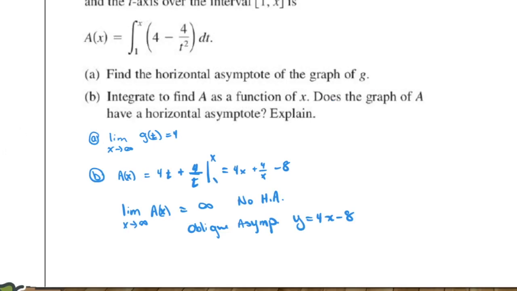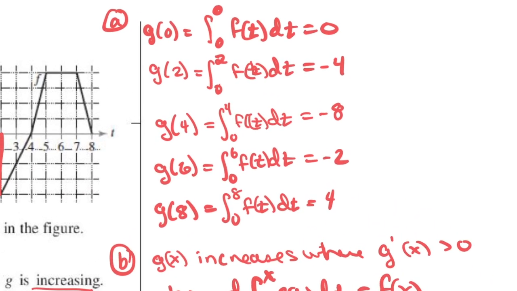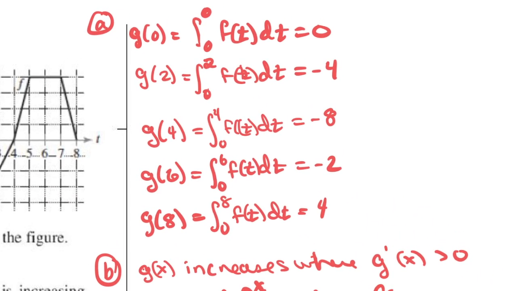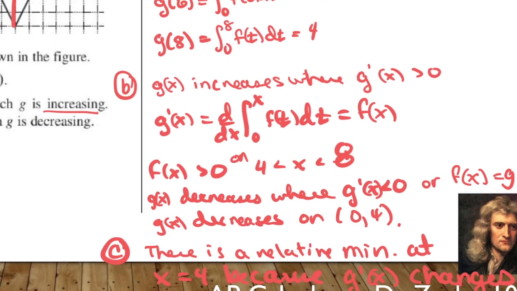All right, so make certain that you've checked question B and that you do not have a horizontal asymptote. You have an oblique asymptote at y equals 4x minus 8. Just a reminder that displacement is the antiderivative of velocity and that total distance is the antiderivative of the absolute value of the velocity. So first you determine the values at 0, 2, 4, 6, and 8. Make certain that you're using precise notation.